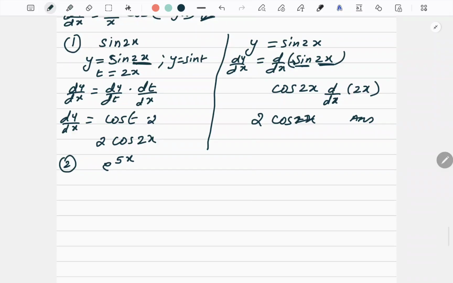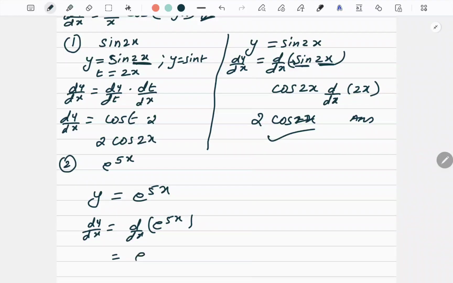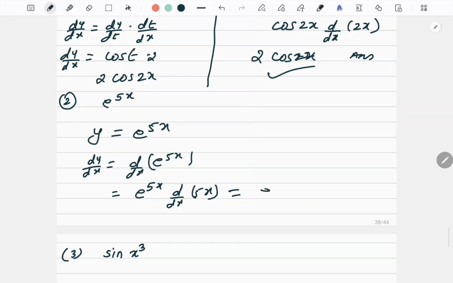Same way, now I will do only this method, okay? Now y is equal to e to the power 5x. So dy by dx is equal to d by dx of e to the power 5x. So first d by dx is hitting e. What is the differentiation of e to the power x? It is e to the power x, so it will remain the same. Then d by dx will now hit 5x, right? So this will become e to the power 5x and differentiation of 5x is 5. So this becomes my answer.